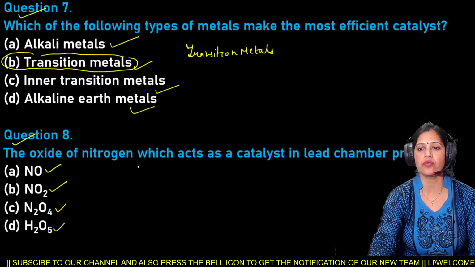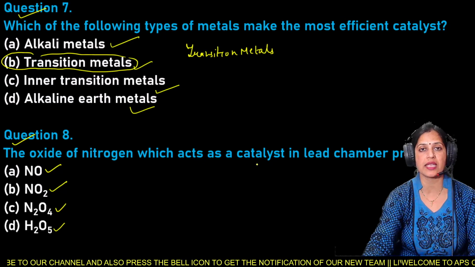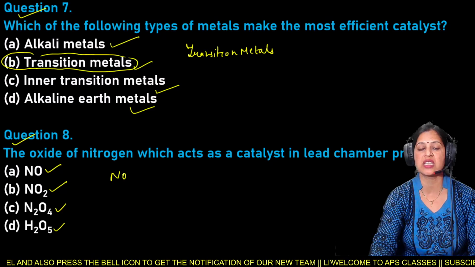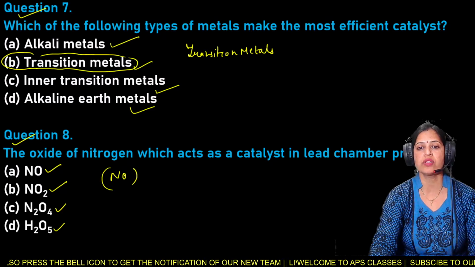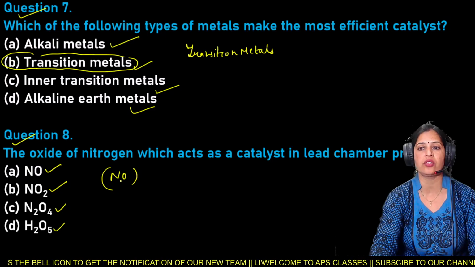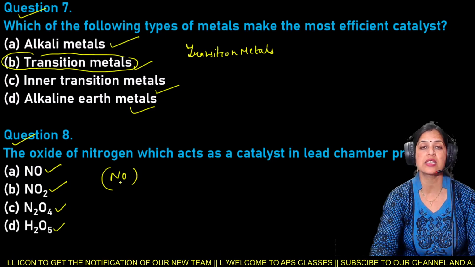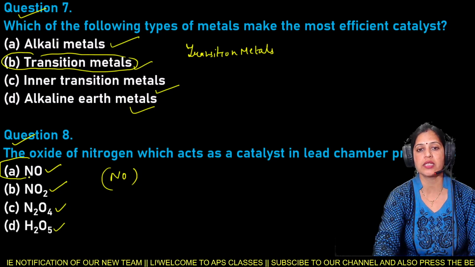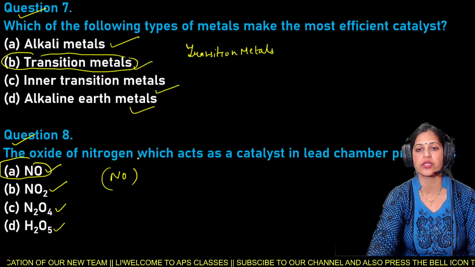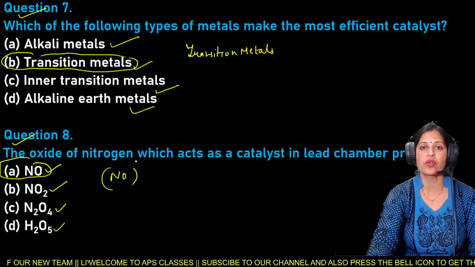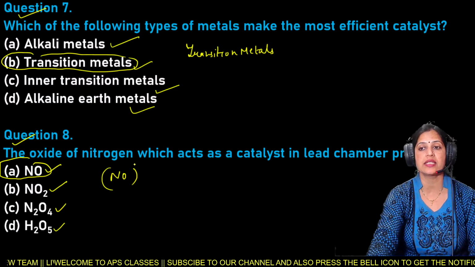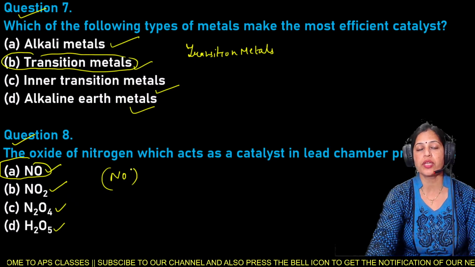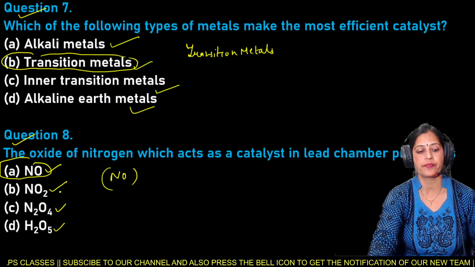So the oxide of nitrogen that acts as a catalyst in the lead chamber process is NO, that is nitric oxide. It is the oxide of nitrogen that acts as a catalyst, especially in the lead chamber. So here this is the right answer, that is the only oxide of nitrogen that acts as the catalyst in the lead chamber process.